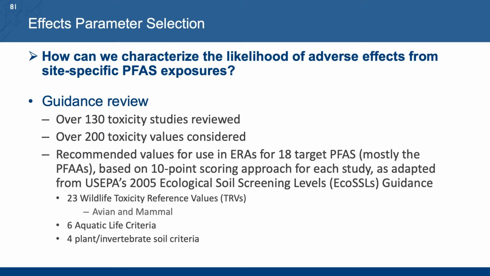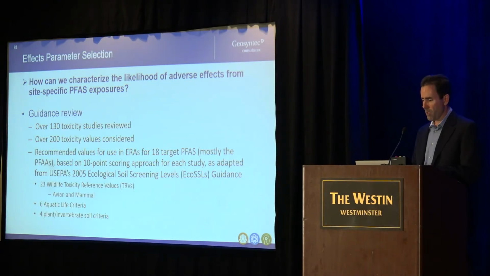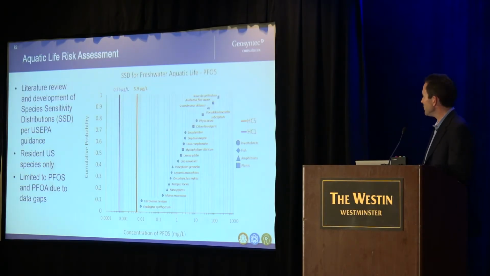So getting to the focus of the guidance in the effects assessment, it's all about pulling those toxicity values together in one place, making a best recommendation. We reviewed over 130 tox studies. We considered over 200 values in pulling these together. We have recommended values for our 18 target PFAS, focusing on birds, mammals, aquatic life, and soil life. We have 23 TRVs for wildlife, 6 aquatic life criteria, and 4 plant and soil criteria for use in evaluation. I'll go through the simple examples first.